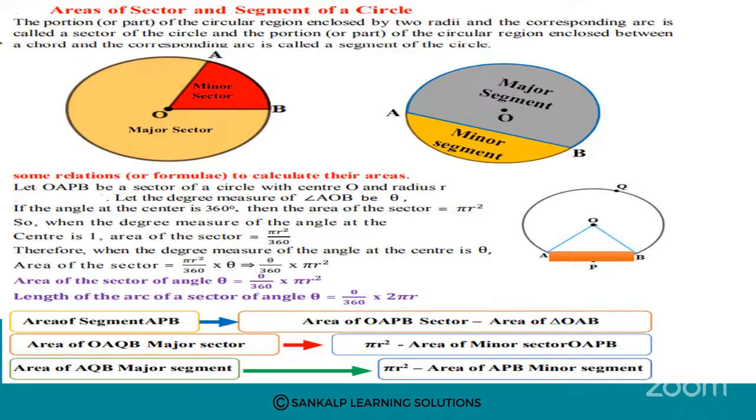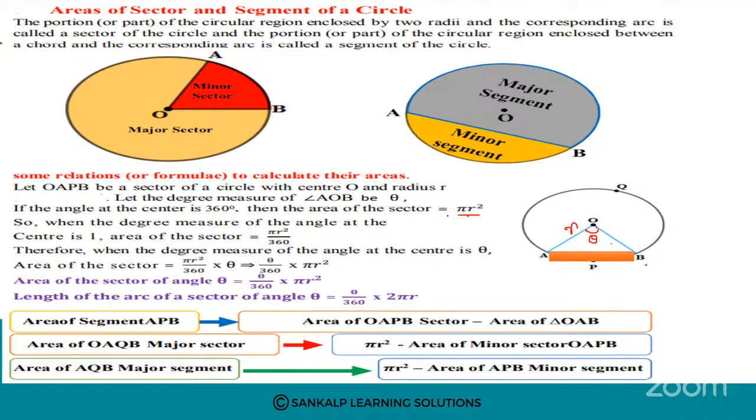OAPB is part of a circle with center O and radius r. Let the degree measure of angle AOB be theta, so here it makes an angle theta. If the angle at the center is 360 degrees, then the area of the sector is pi r square. This is the area of the circle.